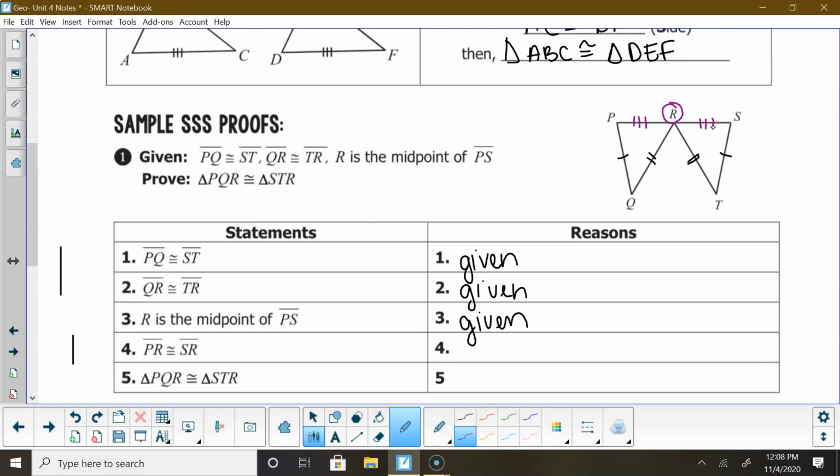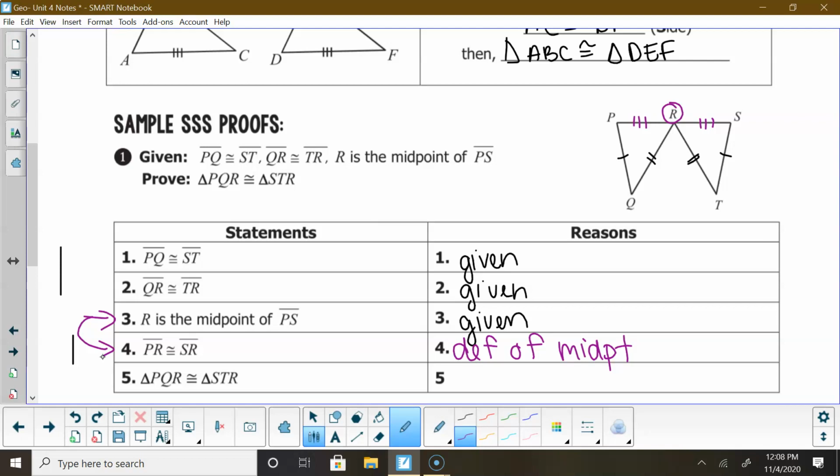Guys, what's a midpoint? It's halfway. It splits two things in half, right? That's literally the definition. Alright, so anytime you see midpoint, your next line is probably going to be definition of midpoint.